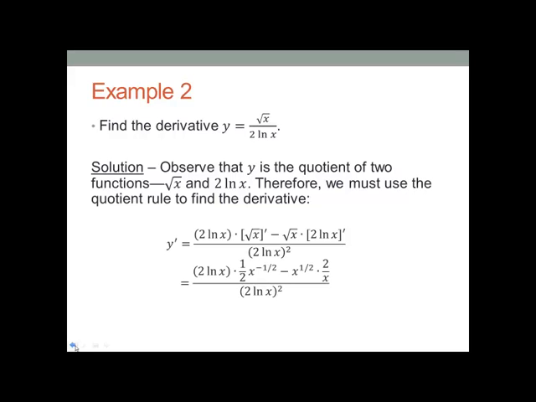Computing those derivatives, the derivative of the square root of x is 1/2 x to the negative 1/2, and the derivative of 2 natural log of x is 2 divided by x. Simplifying, I end up with x to the negative 1/2 power times the natural log of x minus 2 times x to the negative 1/2 power, all divided by 2 times the natural log of x squared.